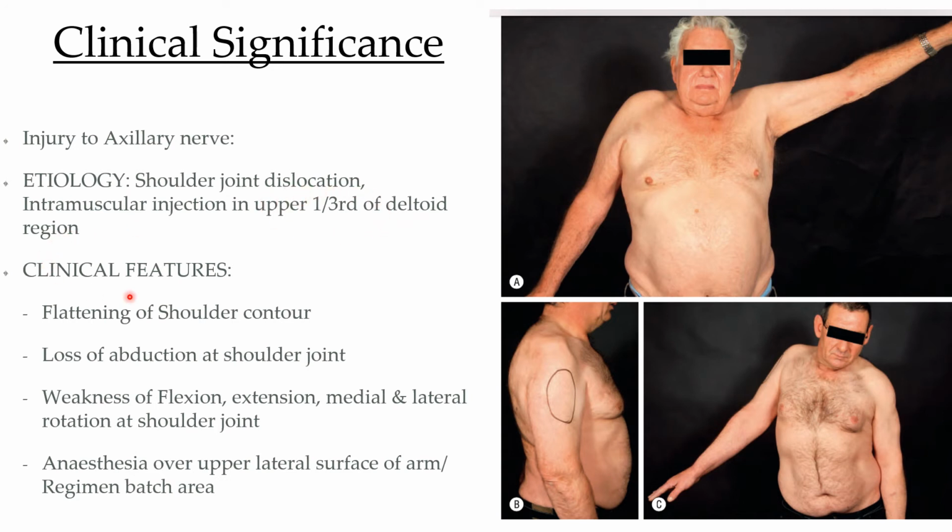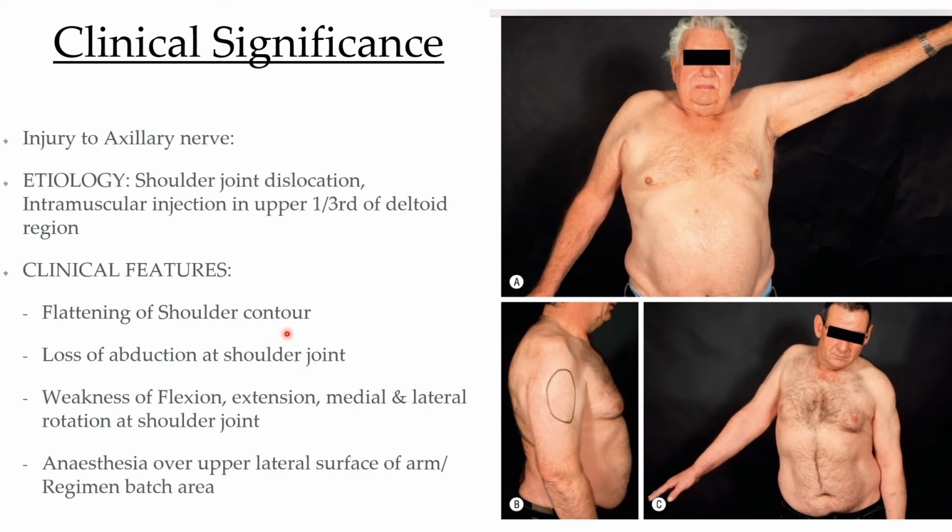The clinical features with which the patient with axillary nerve injury comes are flattening of the shoulder contour. This occurs because the axillary nerve provides motor nerve supply to the deltoid muscle. When the axillary nerve is damaged, the motor nerve supply to the deltoid muscle will be hampered. As a result, atrophy of the deltoid muscle will occur. That is, muscle mass will reduce. As a result, the patient will have flattening of the shoulder contour.